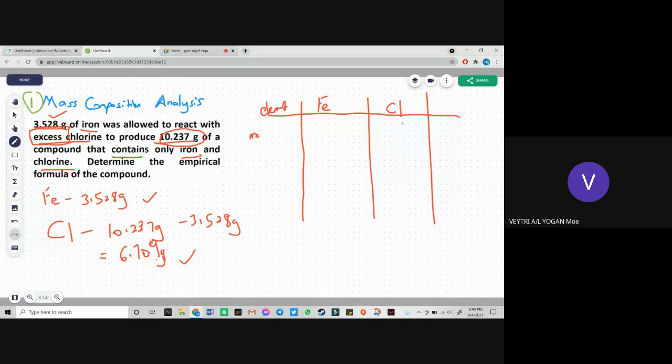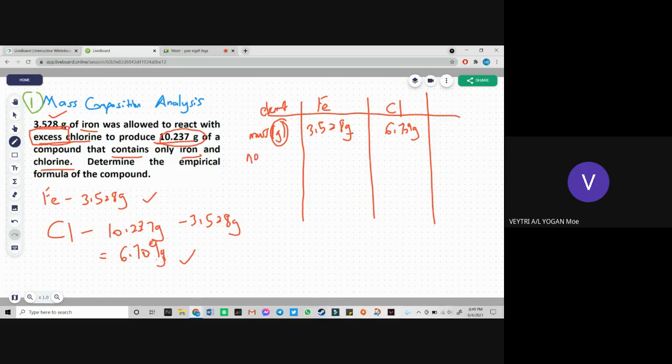Okay. Number 2 is your mass in grams. You guys have already found that iron's mass is 3.528 grams. Boleh tulis balik tau gram dalam ni. Just write it down. No harm done. Tapi sebab kalau korang lupa tulis dekat luar ni, dalam masih tulis still selamat. Okay. Next, chlorine, you already calculated 6.709 gram. Okay, now number of moles.